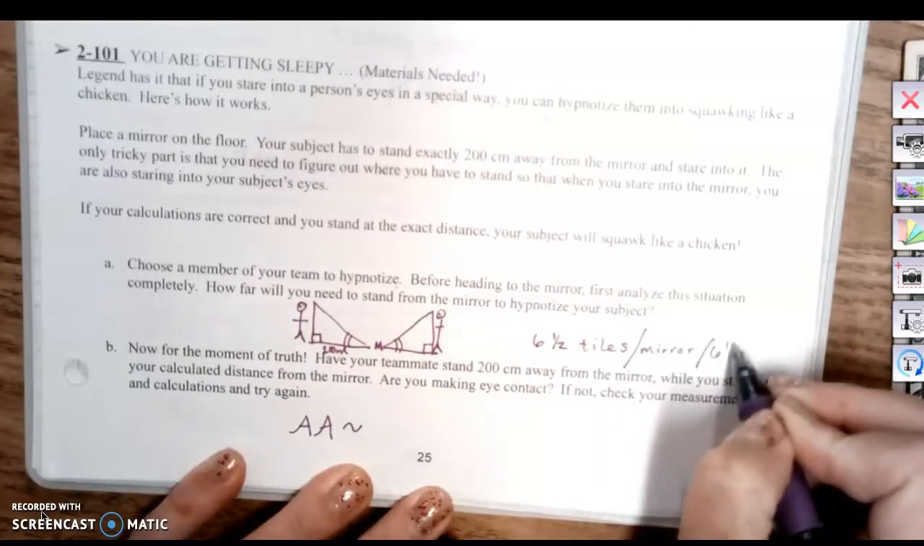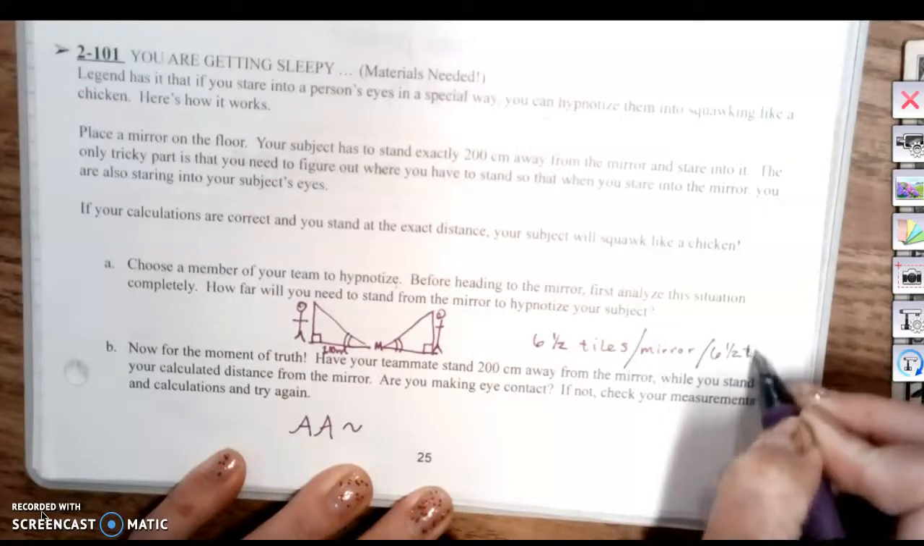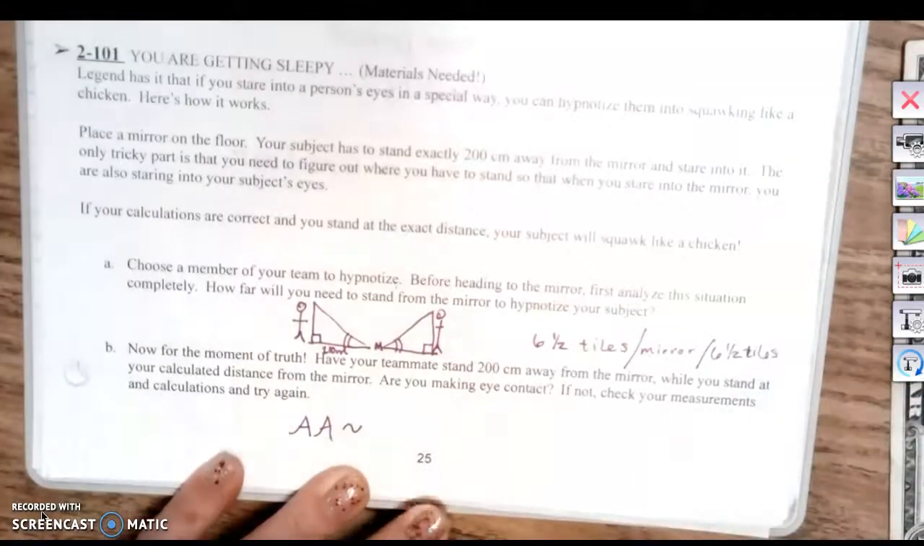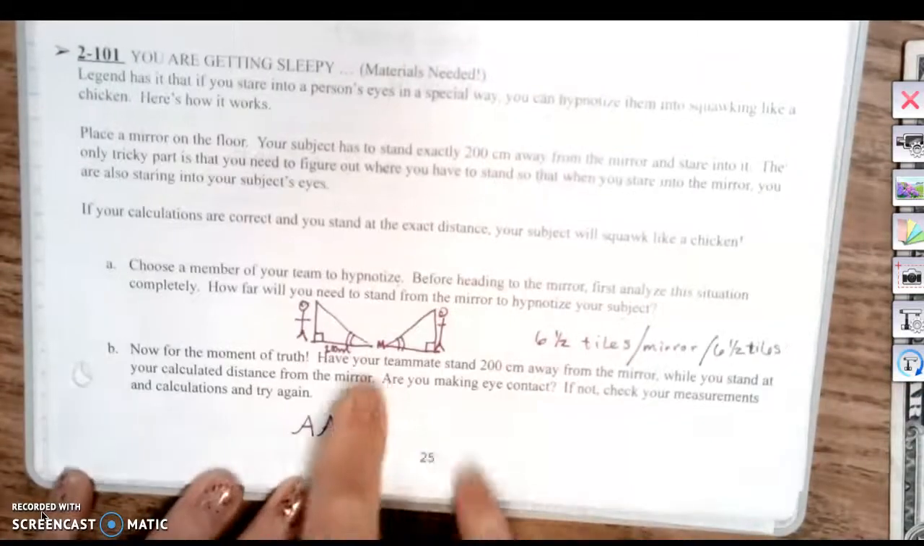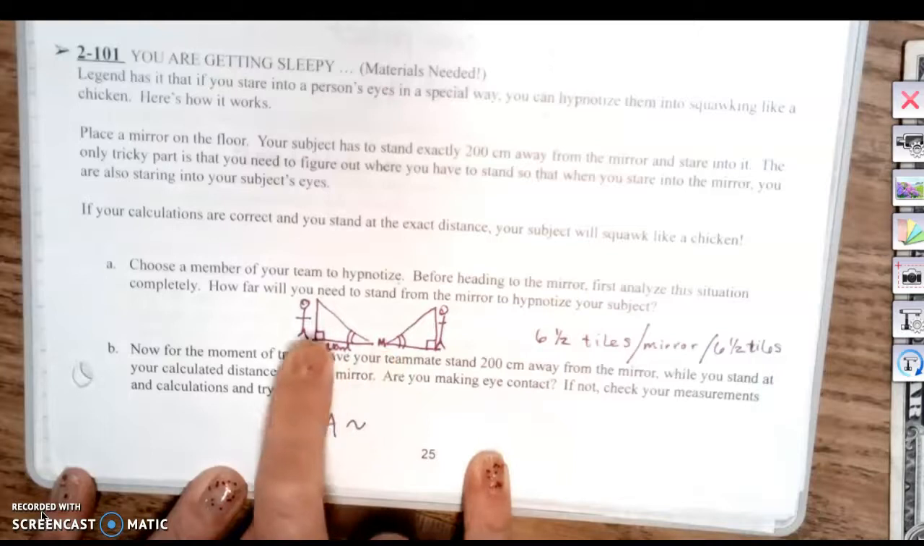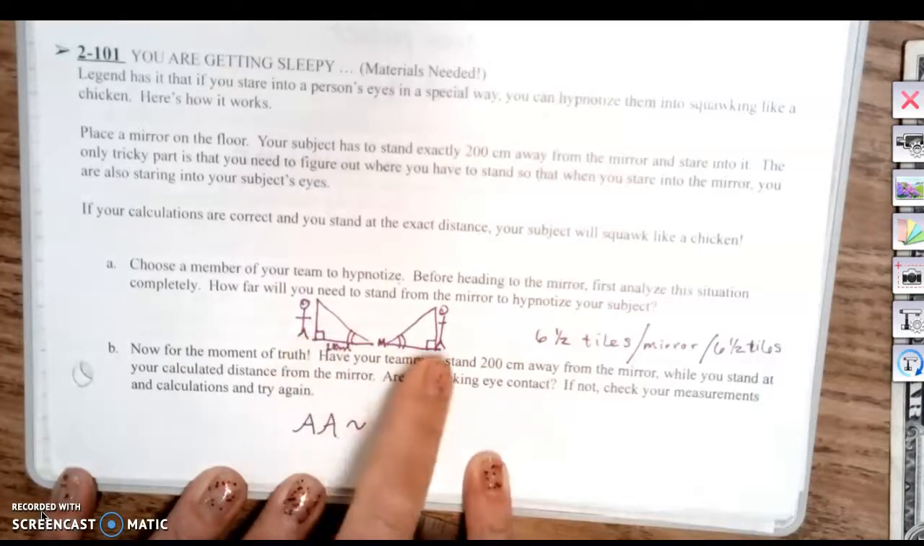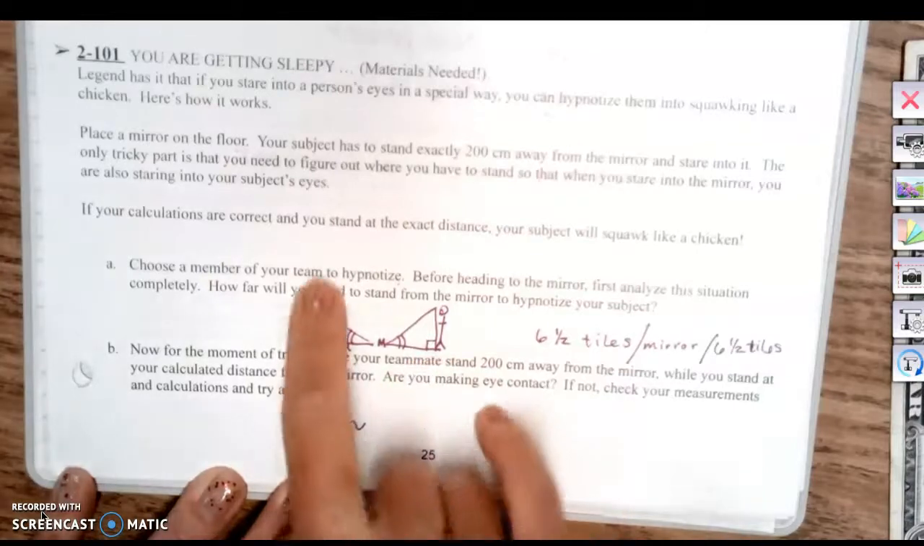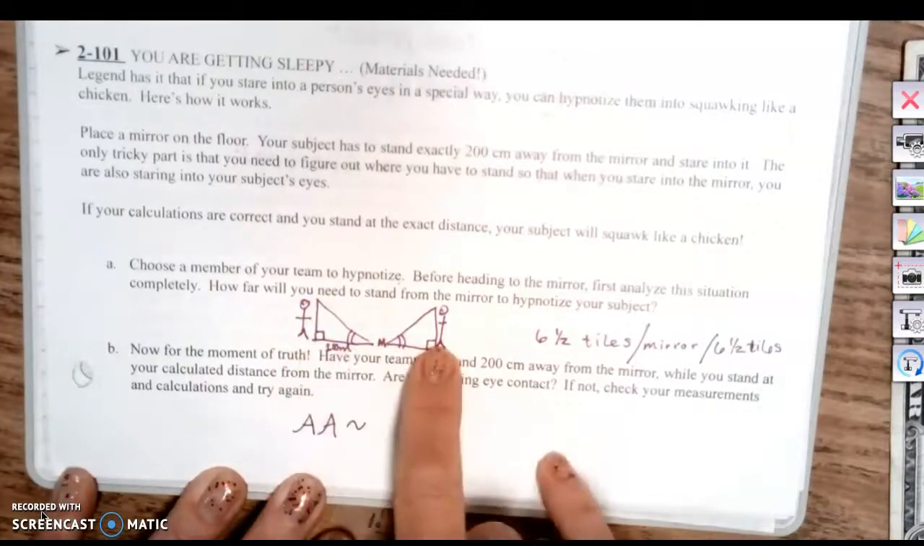And then the person you're doing this with is going to go 6.5 tiles the other direction. Okay? What's going to happen is you're going to have the mirror. I put a little M for the mirror in the middle. One of you is going to stand here. One of you is going to stand here. And you're creating triangles. You're going to have a right triangle over here and a right triangle over here.